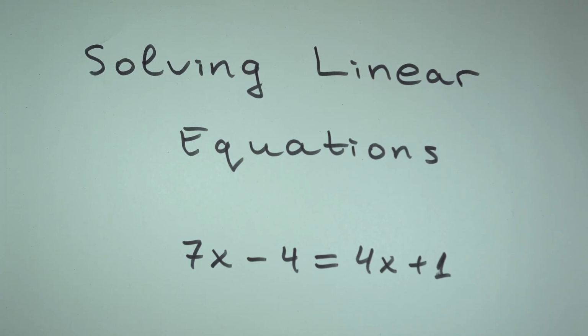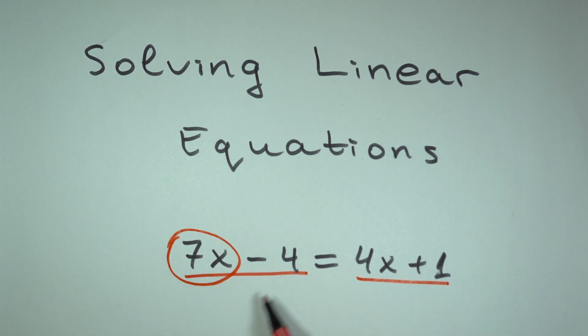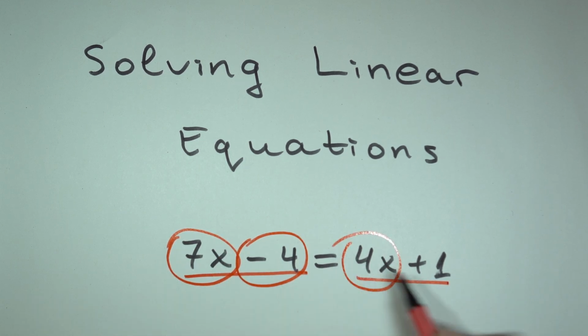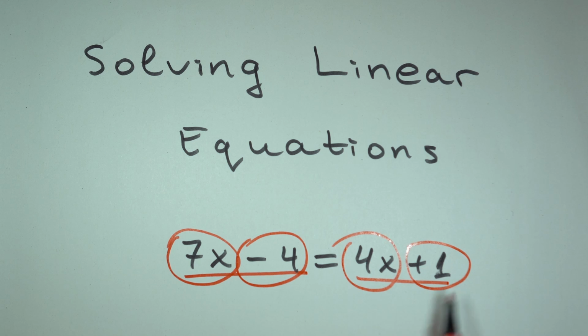A linear equation is something like this: 7x minus 4 equals 4x plus 1. This is a statement that says that one expression, in this case 7x minus 4, equals another expression, in this case 4x plus 1. 7x minus 4, 4x and plus 1 are called terms, and x stands for an unknown number. But enough theory, let's solve some examples.